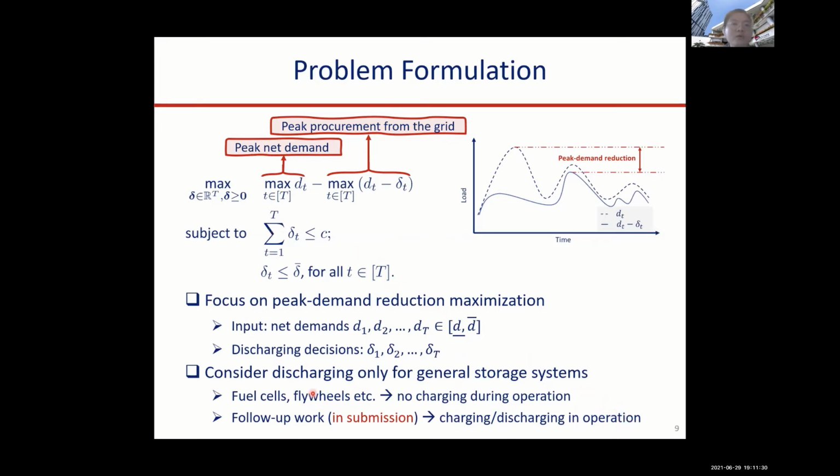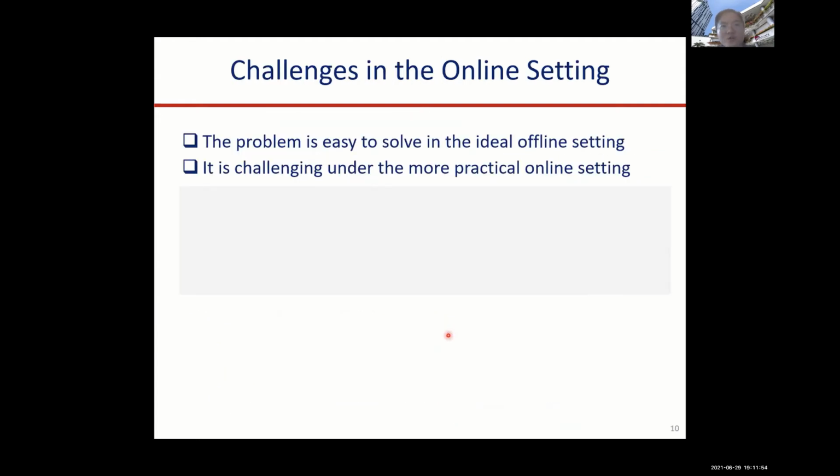Since we only consider discharging here, the discharging decisions should obey the storage constraints. The total amount of discharged energy should respect the storage capacity, and the discharging amount at each time slot should not exceed the discharging rate limit. This problem is easy to solve if we know all the net demands. The question is, we are interested in the more practical setting. This is a challenging setting because the demands are sequentially revealed and the decisions should be made irrevocably.